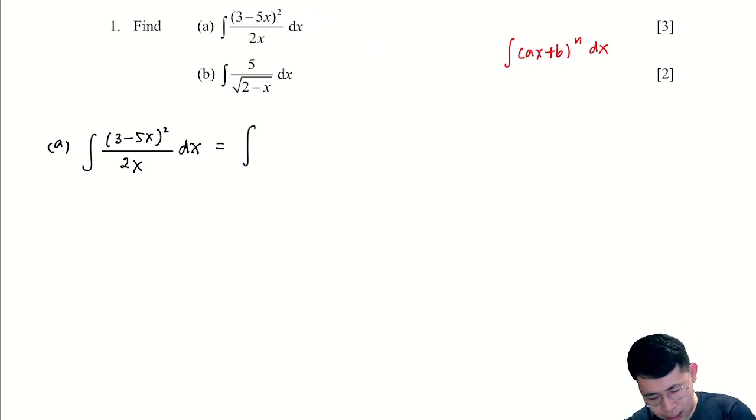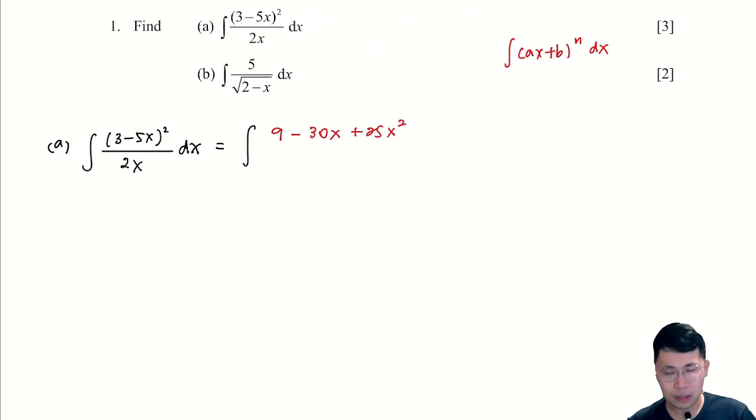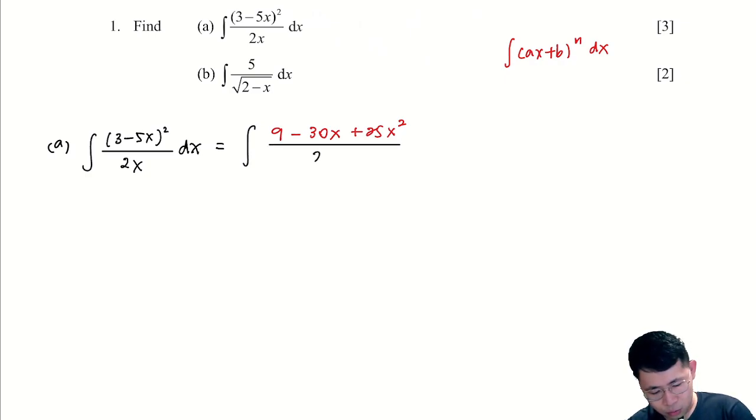A squared, minus 2ab, so 2 times 3 times 5, which is 30x. Then 3 squared will be 9. Then plus 5x squared, so 5 squared, 25x squared. So all these together, this is the important one, divided by 2x dx.